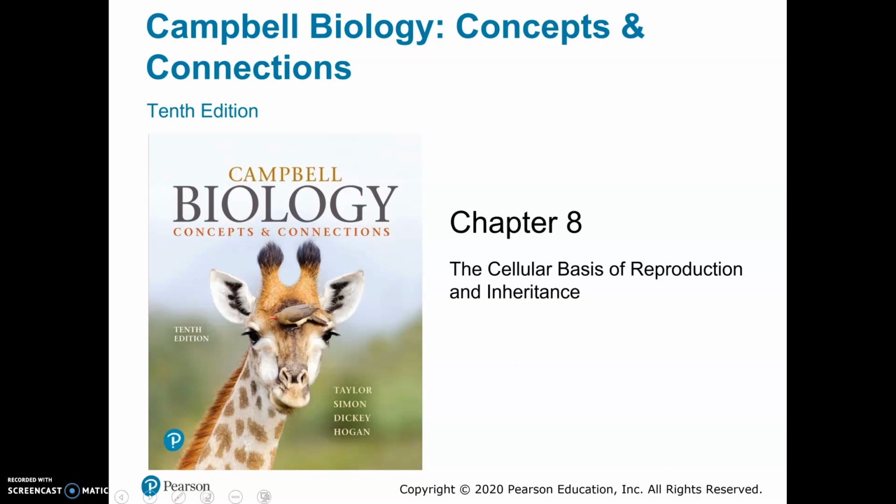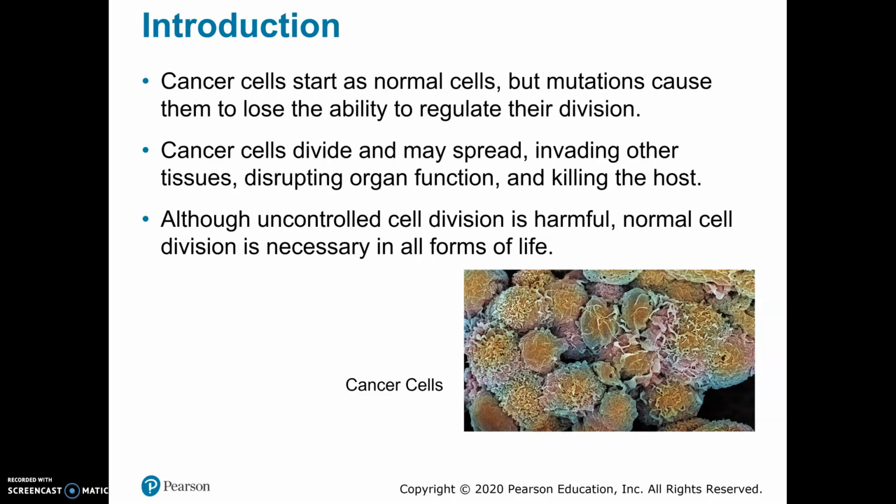In this chapter, we're going to be talking about cell reproduction, and it's going to lead us into our genetics unit, which is going to come up next. So, as an overview, we're going to start with this little thought. Cancer. Cancer, obviously very dangerous, can be deadly.